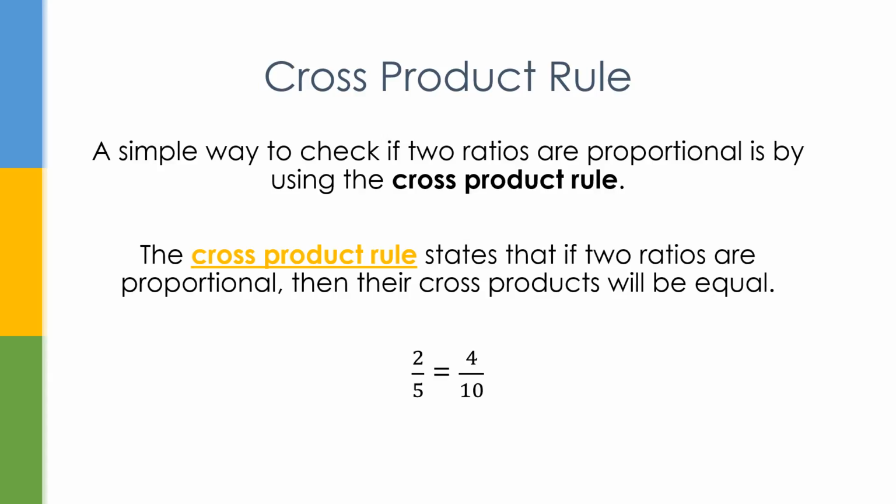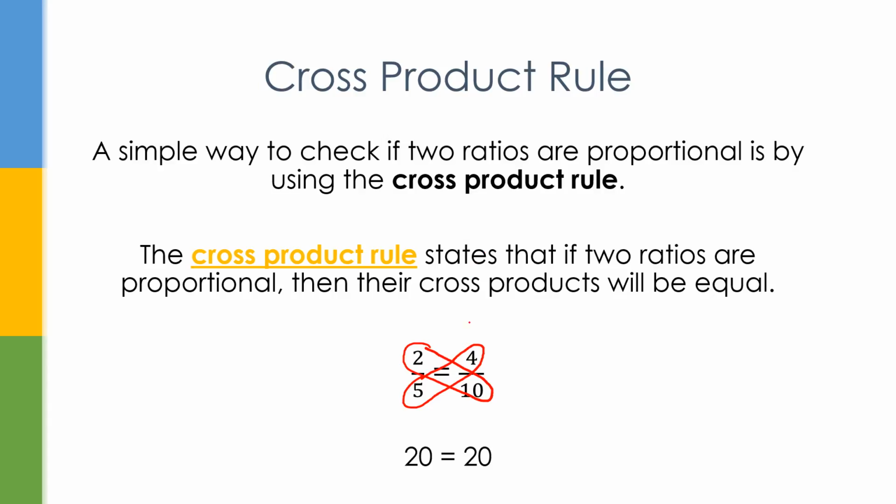Now let's think about that problem again. Cross product means you are looking at the 2 numbers across from each other, and product means that you're multiplying them. So you're multiplying those 2 numbers that are across from each other. And if those 2 numbers are equal to each other, then it's a proportional relationship. So 2 times 10 would be 20, and 4 times 5 would also be 20.